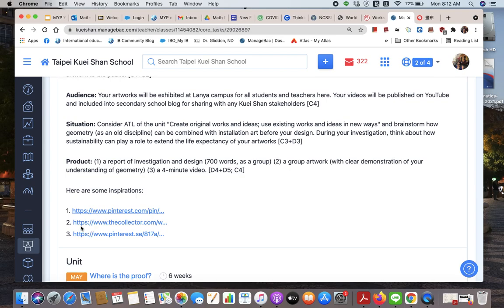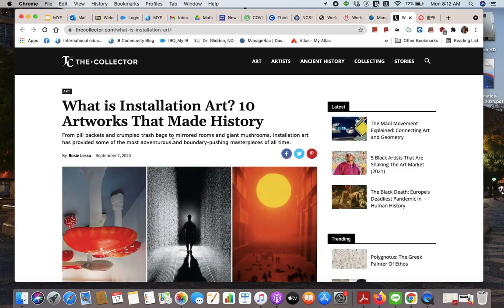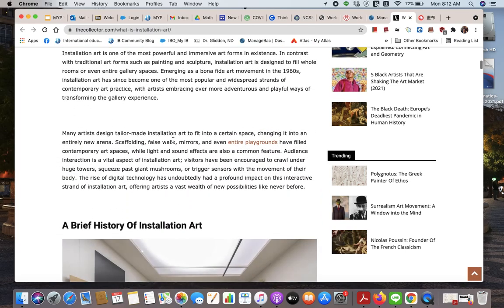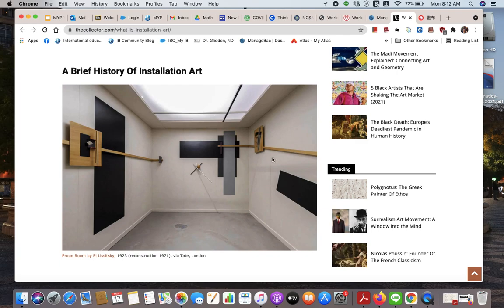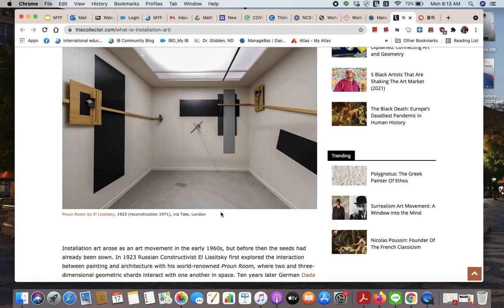The second one, this is an article about installation art. I will skip the words. You can take a look by yourself later. But let's take a look at some artworks. So again, you can see that this one is quite thematic. You see the dominant colors are black, white, or beige, and then gray. So it gives you a sense of simplicity.